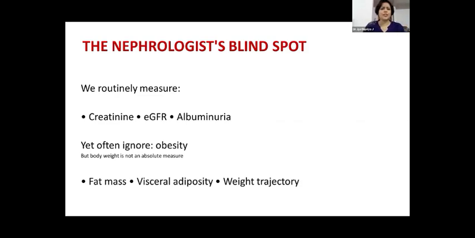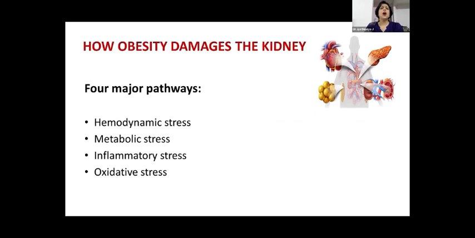Now, what do you mean by obesity? Is it just the body weight? Body weight is not an absolute measure. So we have to measure fat mass, visceral adiposity, and weight trajectory, which I will be explaining in the subsequent slides. So how does obesity damage the kidney? We can say there are four major pathways. 1, hemodynamic stress. 2, metabolic stress. 3, inflammatory stress. And 4, oxidative stress.